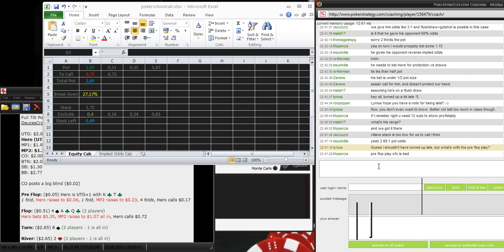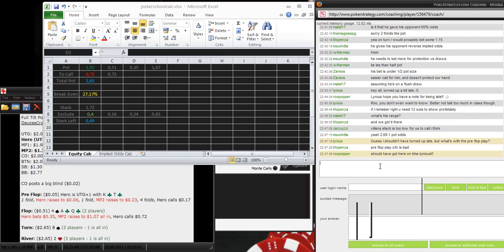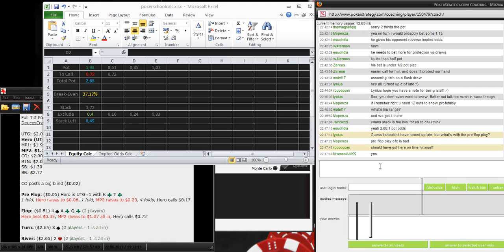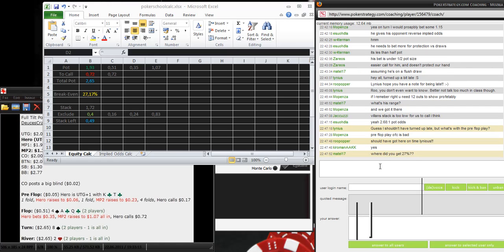Quest shouldn't have turned up late, but what's with the pre-flop play? Lioness, in this coaching we are not taking into account the pre-flop play or hero's play at all, but mainly the implied odds situations and equity situations and different kinds of calculations. With most of these hands, it's the case that they are not played correctly, but we are trying to argue about the play after the raise, for example, in this case, in this example.